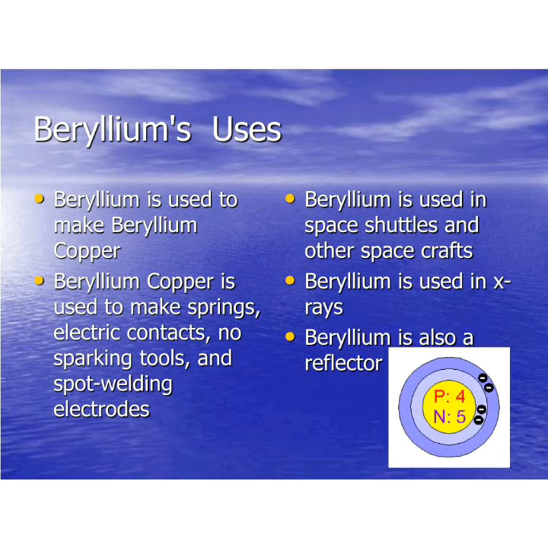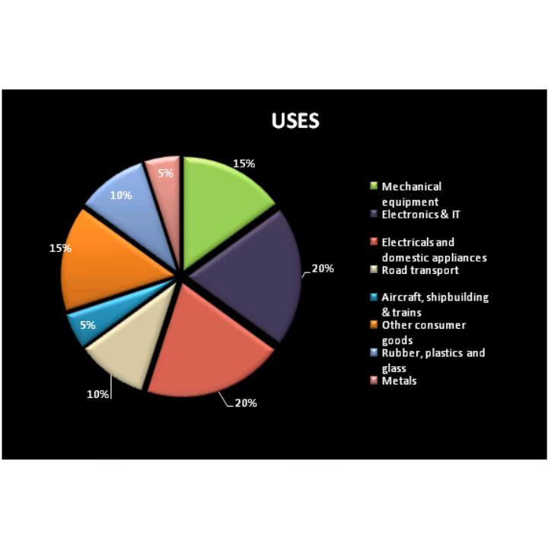Beryllium's uses. Beryllium is used to make beryllium copper. Beryllium copper is used to make springs, electric contacts, non-sparking tools and spot welding electrodes. Beryllium is used in the space shuttle and other spacecraft. Beryllium is used in X-rays. Beryllium is also used as a reflector.